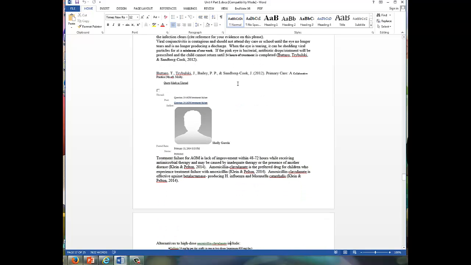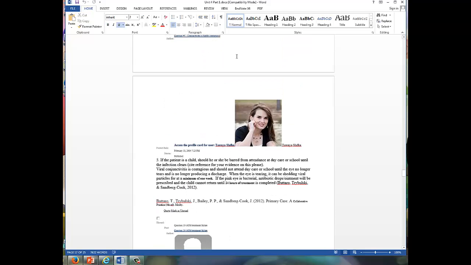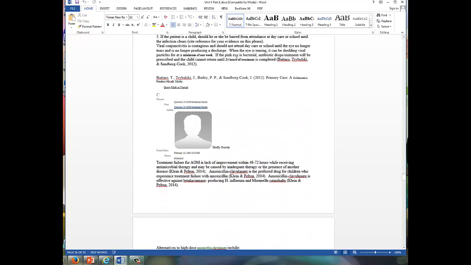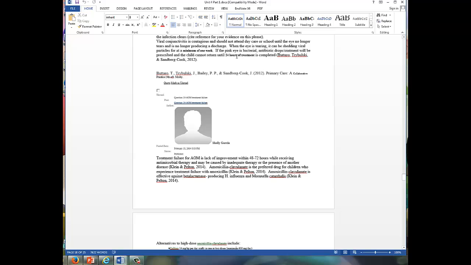What about conjunctivitis? When do they need to be out of school? They're diagnosed with conjunctivitis. What do you need to know about when they can go back to school? Because that's always a big issue, especially with children, because it's really contagious. Good hand washing, things like that.